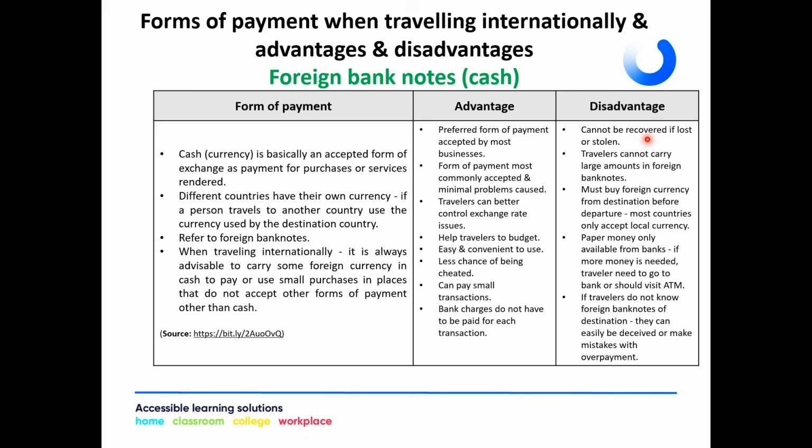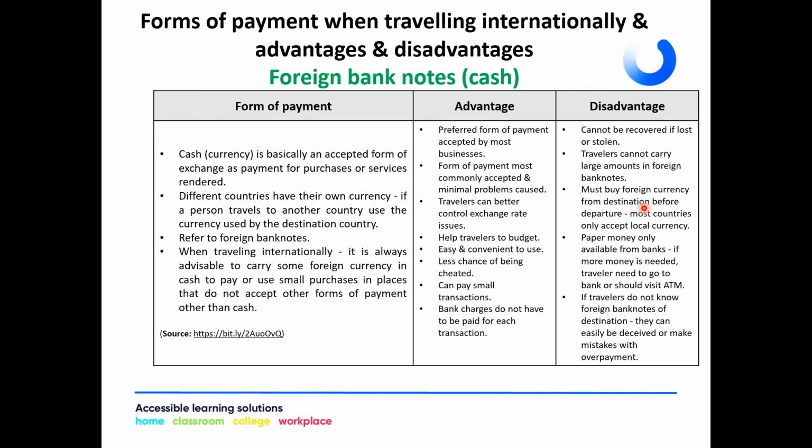The disadvantages, however, are that it cannot be recovered if lost or stolen. Travelers cannot carry large amounts of foreign banknotes with them. This is very much a security issue as well, because if you are traveling internationally and people see that you have a lot of cash with you, you can become a high target in terms of being robbed of that cash.